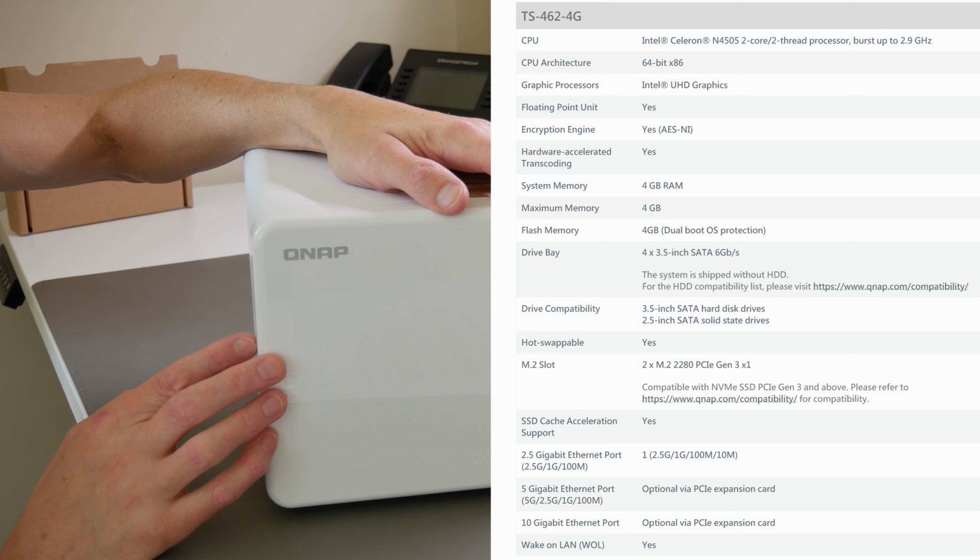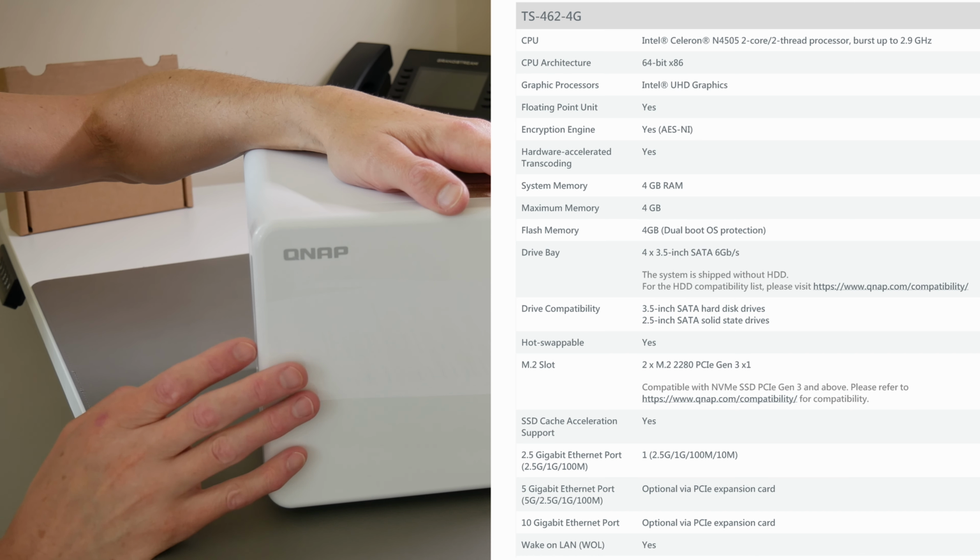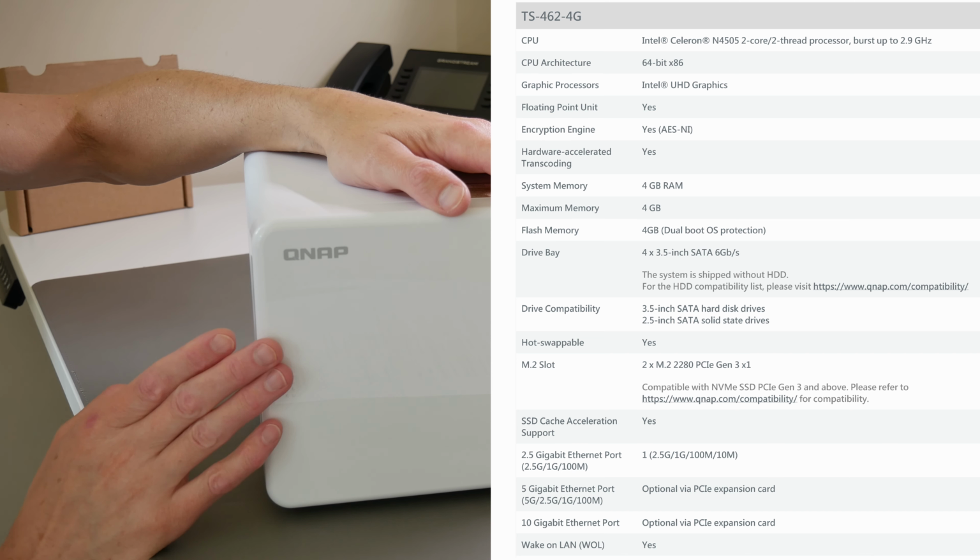The CPU architecture is 64-bit x86 instruction. The graphics processor is an Intel UHD graphics. So some NASes don't support graphics processors, don't have graphics processors in them. However, this one does have an Intel UHD graphics. It has a floating point unit. Encryption engine is AES-NI. Hardware accelerated transcoding, it does support.